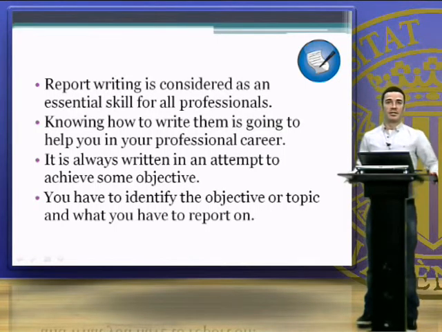Report writing is considered a very important skill for all professionals, so knowing how to write them is going to help you a lot in the future. A report is always written in an attempt to achieve some objective. That's why you have to identify the objective or topic you're going to address.